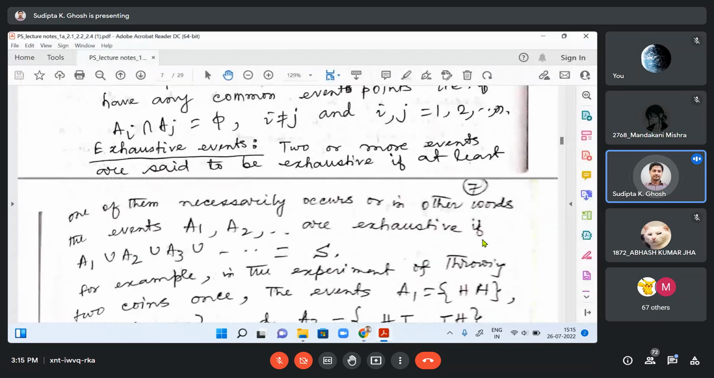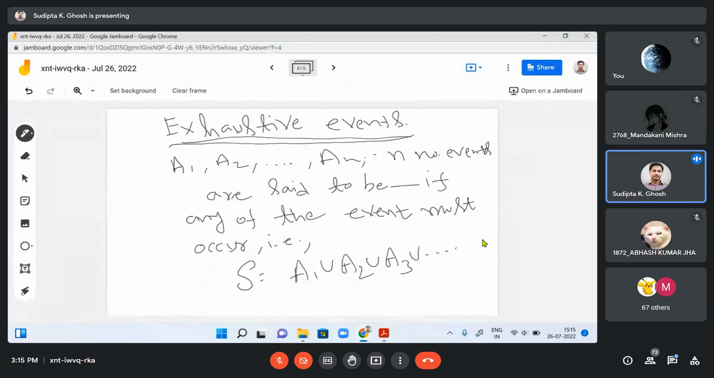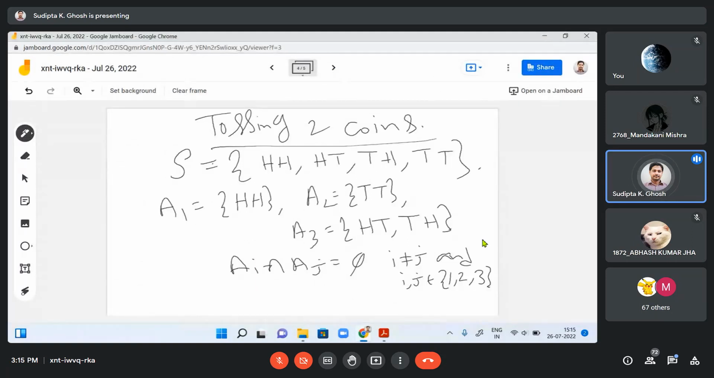Two or more events are said to be exhaustive if at least one of them necessarily occurs, or must occur. In other words, we can say A1, A2, A3 are exhaustive if A1 union A2 union A3 is equal to S. Giving an example, come to the previous example. Suppose tossing two coins. S is equal to head head, head tail, tail head, and tail tail. And A1 is equal to head, A2 is equal to tail, and A3 is equal to head, tail, head.